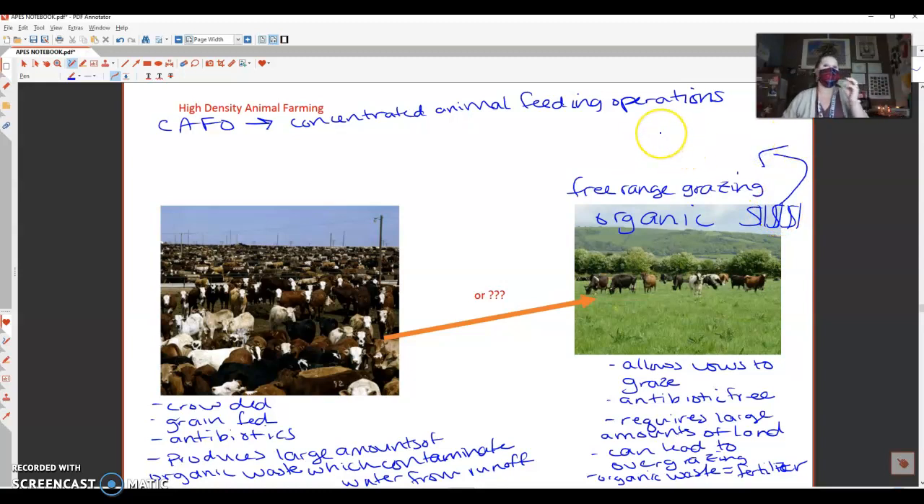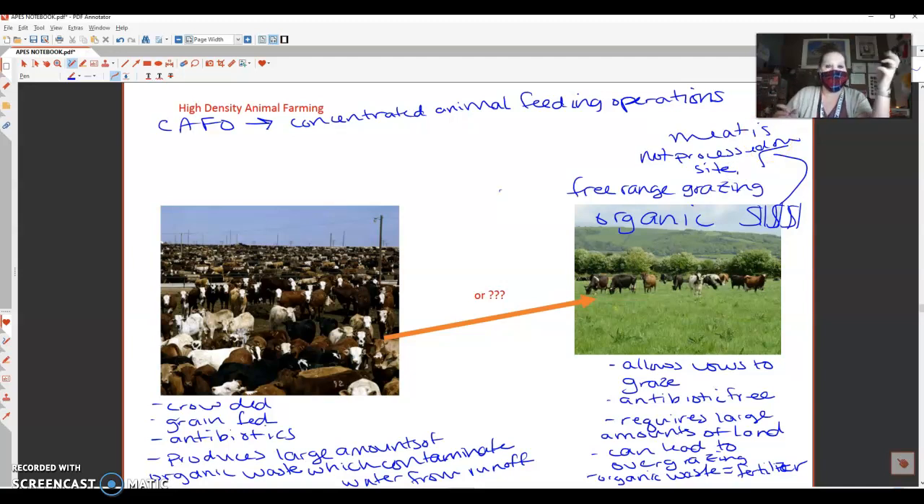The processing of this meat does not happen on site. They have to take it somewhere else to process it. Okay? So the meat is not processed on site, so you have those transportation costs that have to be factored in.